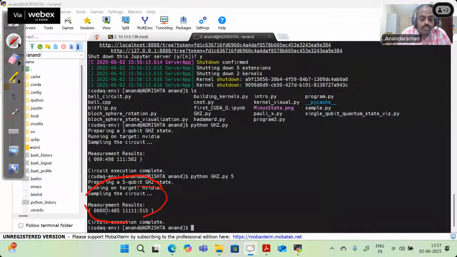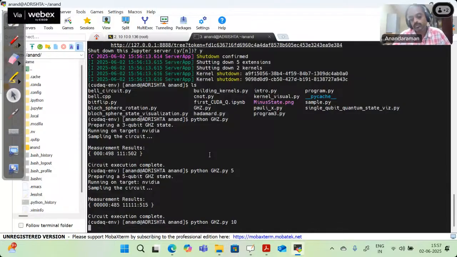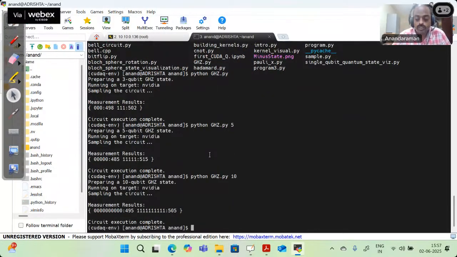Okay, 5 zeros and 5 ones are there. Now I am increasing the qubits. I am increasing to 10 qubits created. Okay, and entanglement created.